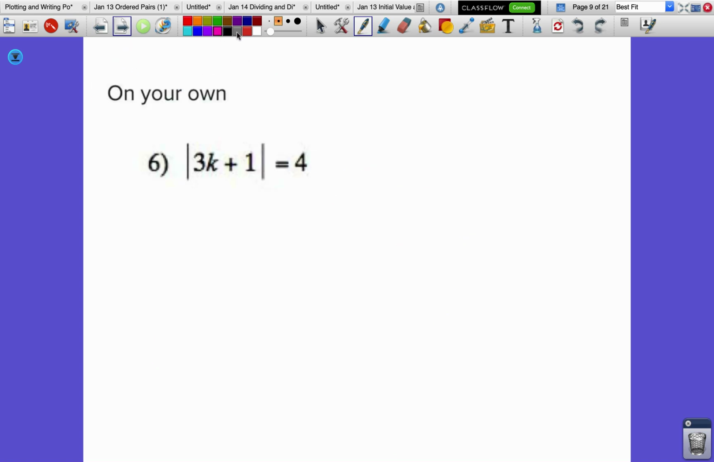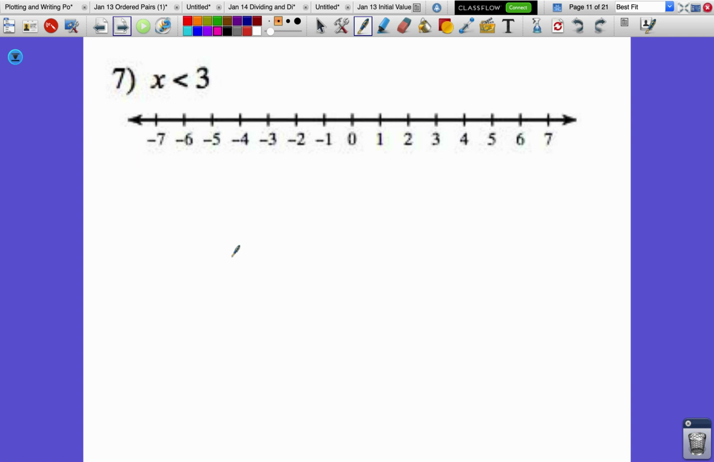All right, another one to try on your own. I'll pause. So I'll embed a question here. Correct answers were k equals 1 and k equals -5/3.